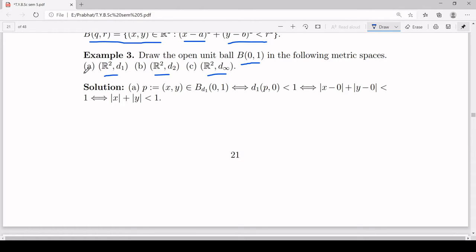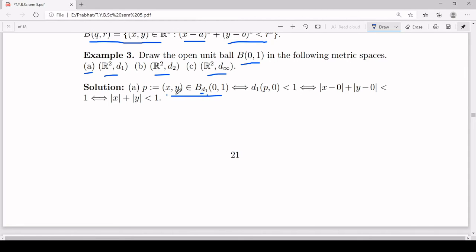Let's try to find out how the open ball B(0, 1) will look in the metric space (R2, d1). So let's see. A point (x, y) will belong to the open ball B(0, 1). Now here I am denoting it by B with suffix d1. This d1 I am using to emphasize which metric I am considering. Whenever there is some ambiguity and we want to emphasize with respect to which metric we are considering the open ball, we use this notation, B with that metric as suffix. Here our metric is d1.